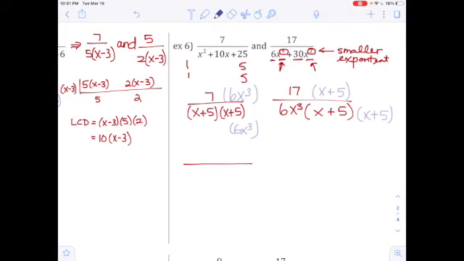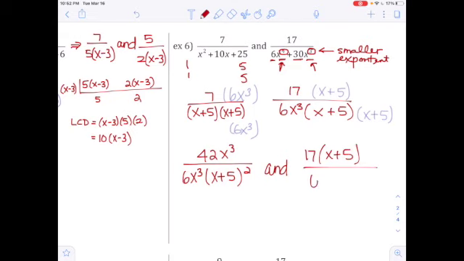So now the top of the 7 over x plus 5 is going to be 42x to the third, and the bottom is 6x to the third times x plus 5. I just want to be clear. You can write it as a second way, which is 17 times x plus 5 over 6x to the third and x plus 5. And that is how you do number 6.